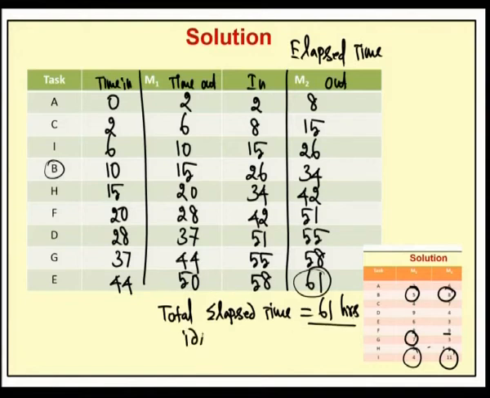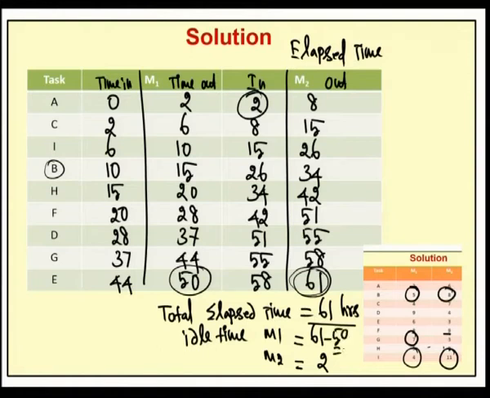Now we have to calculate the idle time for machine 1 and machine 2. The idle time for machine 2 is these 2 hours. So machine 2 starts its work only after 2 hours. Therefore the idle time for machine 2 is 2 hours. Now in order to calculate the idle time for machine 1, machine 1 completes its job at the 50th hour, but machine 2 completes its work only in the 61st hour. Therefore the idle time for machine 1 is 61 minus 50, which is 11 hours.